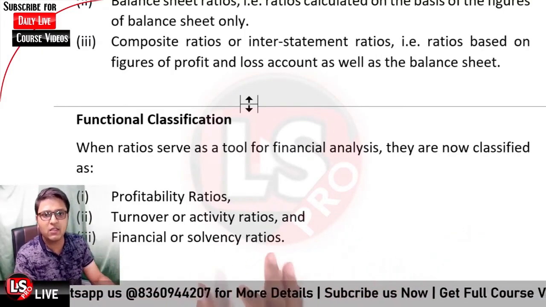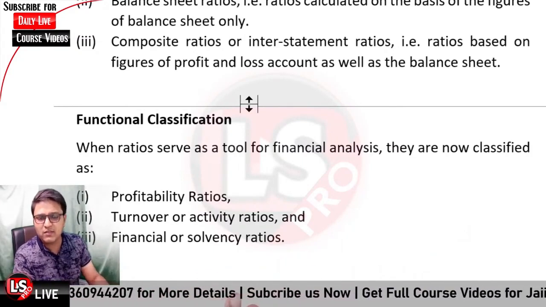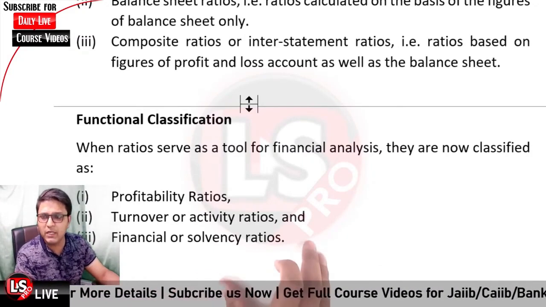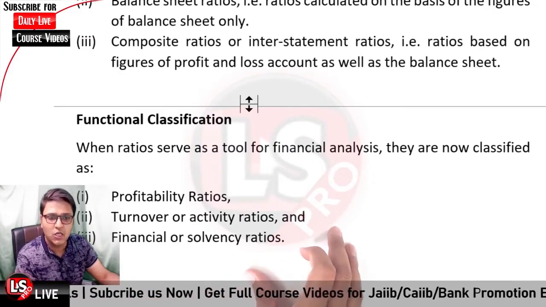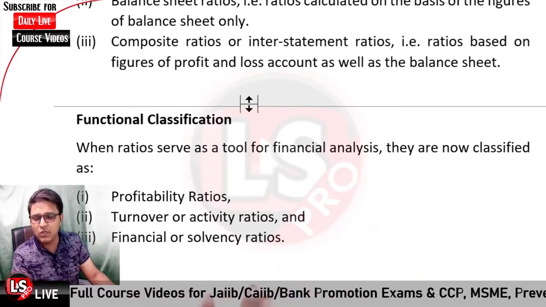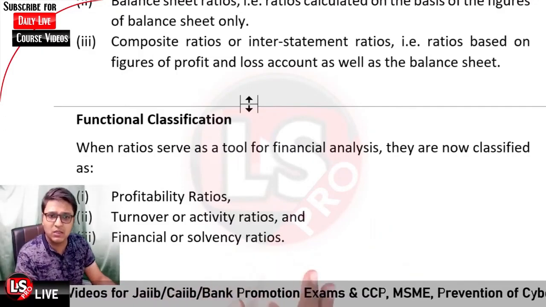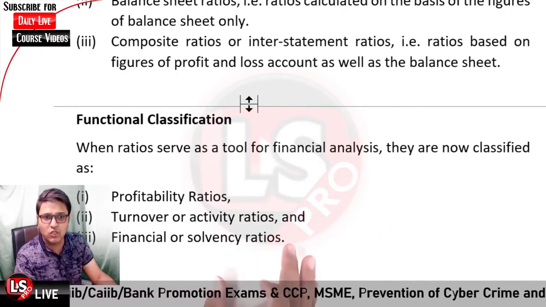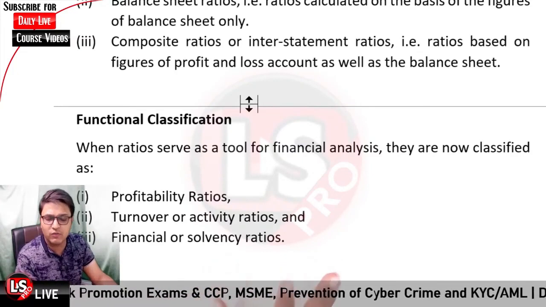Then further, it is regarding the turnover or activity ratios. Basically, it is regarding the activity of the company in which it is engaged. If it is related to sales, then further it would be regarding the debtor. It may be the debtor turnover ratio, it may be the inventory turnover ratio or stock turnover ratio. So there are different types of turnover ratios which we will be learning.